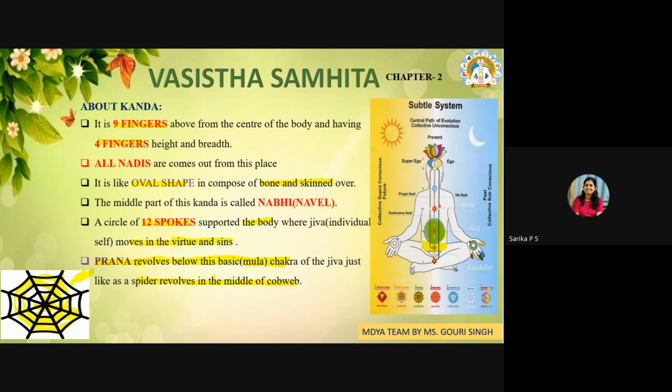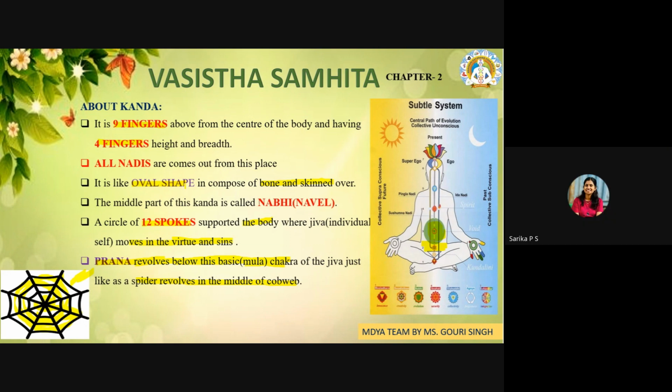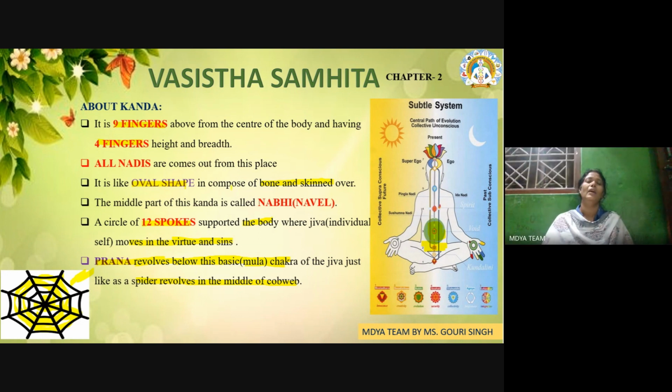Ma'am, in the third point, oval shape, does it say that Kandha is made up of bone? Kandha is made of bone and skin, meaning it is made up of bone, yes. He just tried to describe that it is an oval shape and it is a combination, meaning bone is present and skin also covers it, both bone and skin cover that area. Okay, I got a picture related to this, but according to this discussion, according to Vasishtha, it is not related.